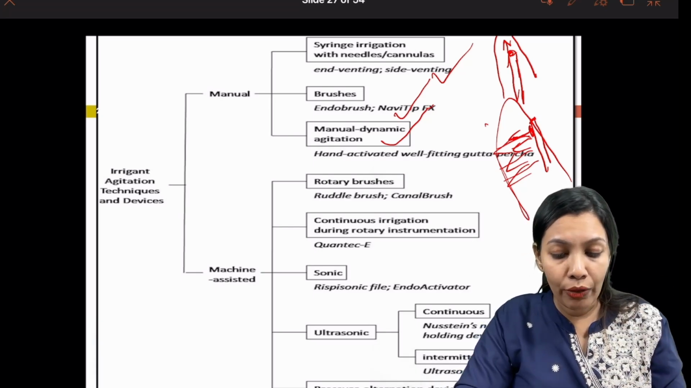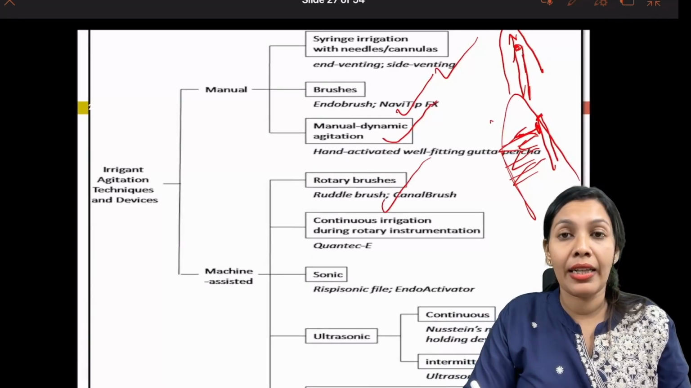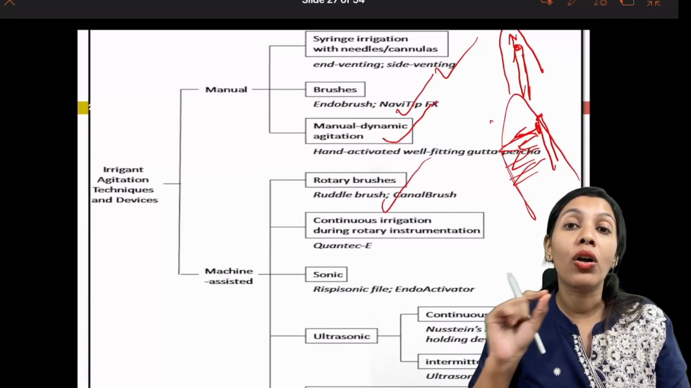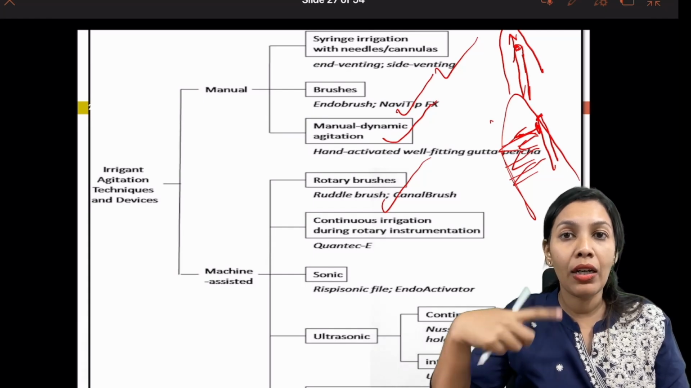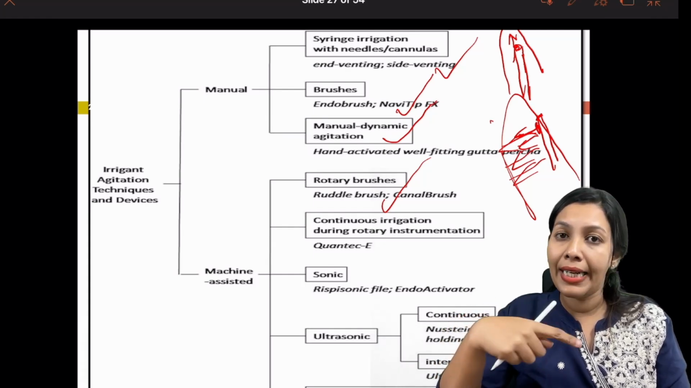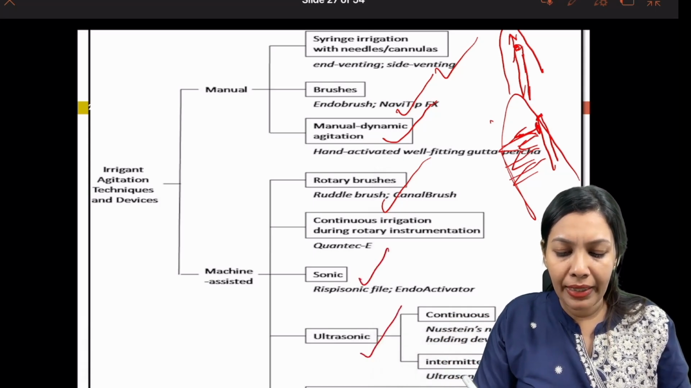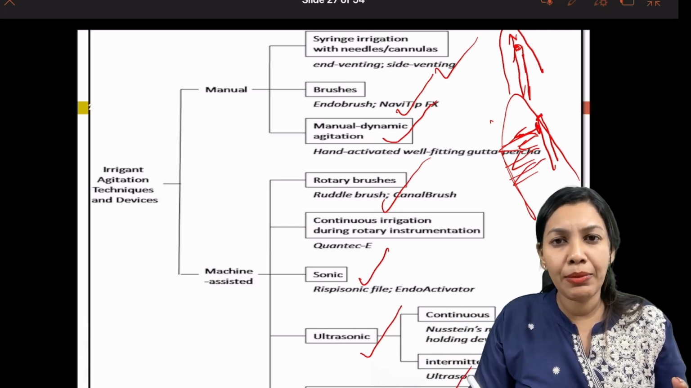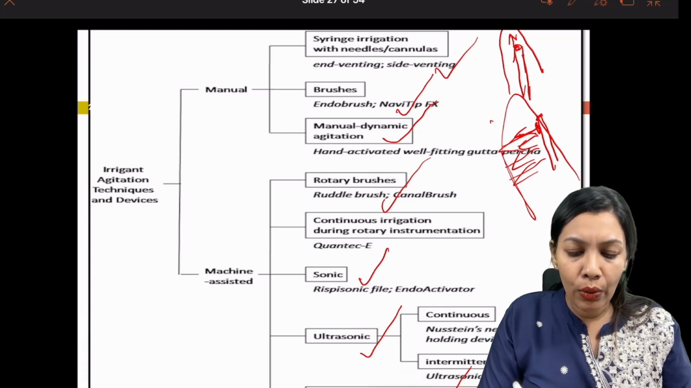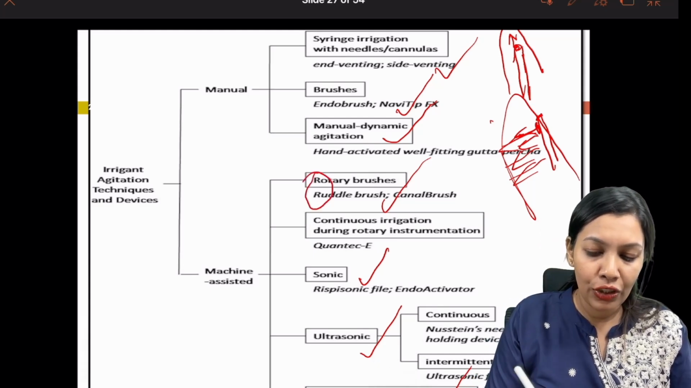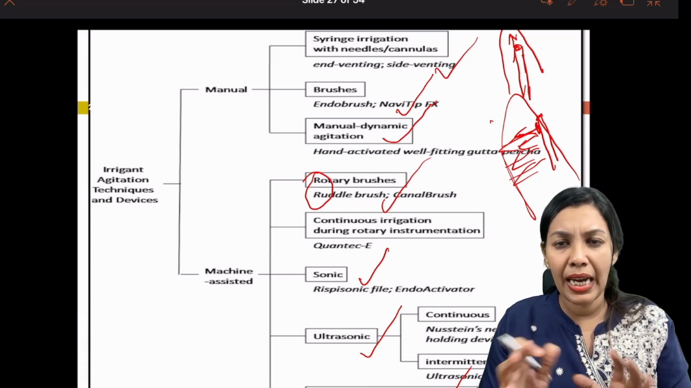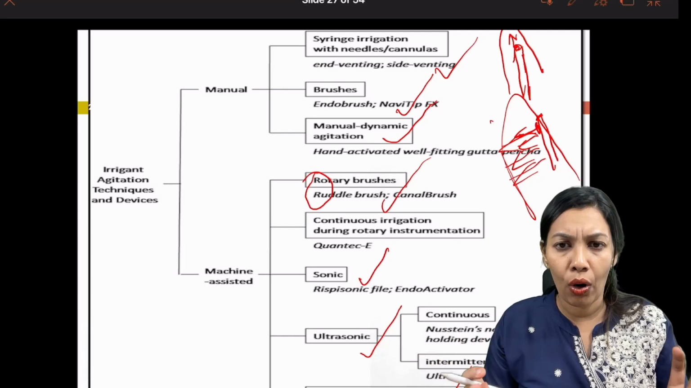Machine-assisted methods include, first of all, rotary brushes. We attach them to the rotary endodontic machine and they rotate at rotary speed and clean the canal. Then there are sonic and ultrasonic devices, and pressure alternating devices. You need to know the names. Brushes include the Ruddle brush. The Ruddle brush is a canal brush used with rotary.